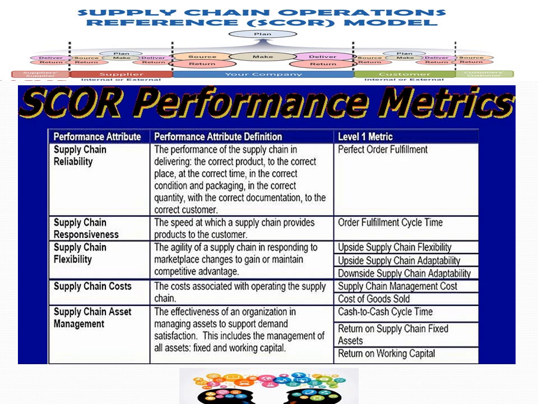This includes the management of all assets, fixed and working capital, and it includes cash-to-cash cycle time, return on supply chain fixed assets, and return on working capital. So it is like a return on your investment. So these are some of the performance metrics which are mentioned in the SCOR model. I briefly tried to narrate them here.